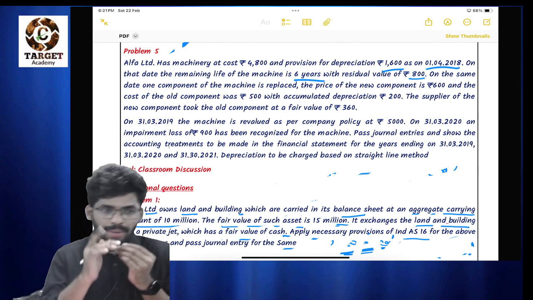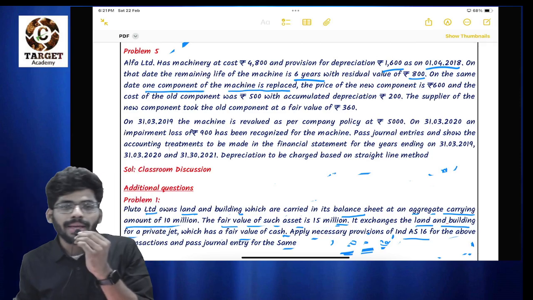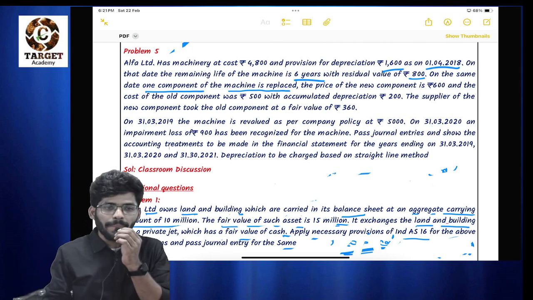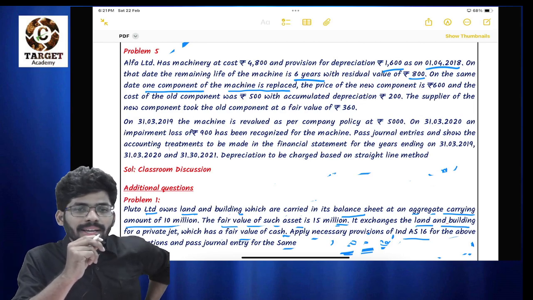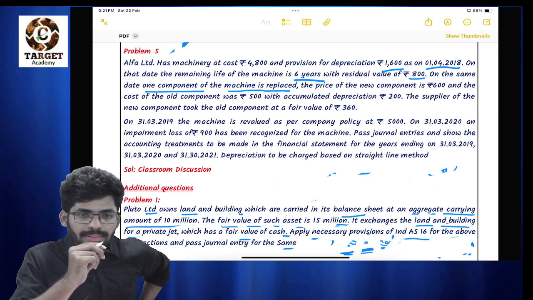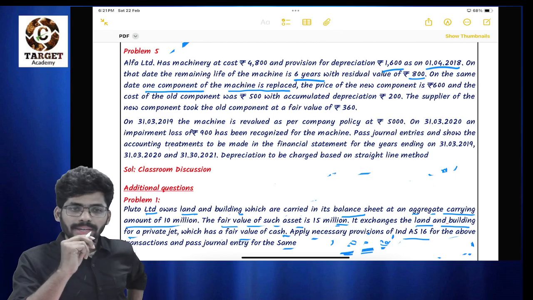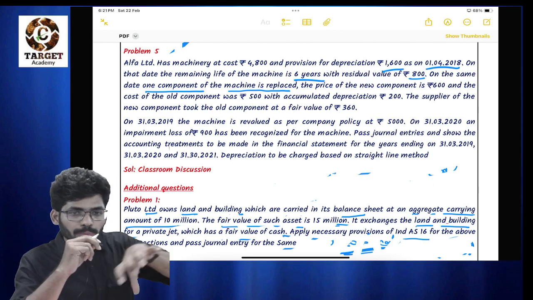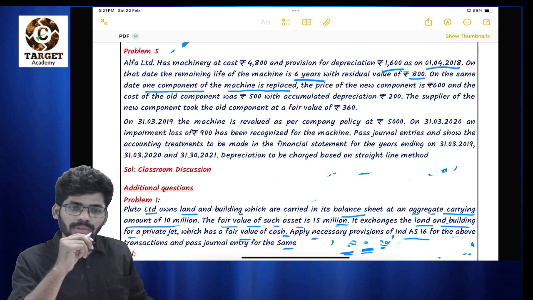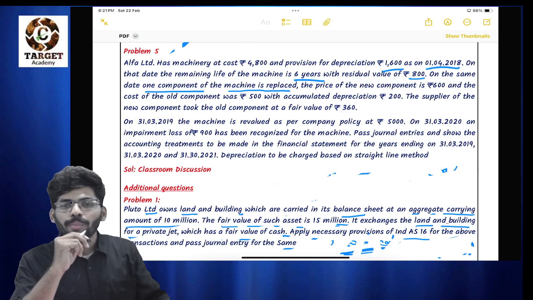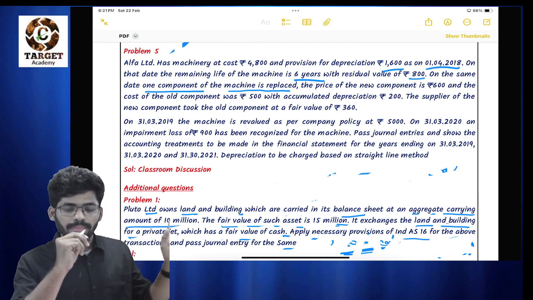Okay. On the same date, one component of the machine is replaced. What is the treatment for replacement of a part of PPE? Recognize the cost of the new part or new asset. De-recognize the carrying amount of the old part. Correct or not? Because we are removing the old part, right? So we need to eliminate the carrying amount of the old part. We need to recognize the cost of the new part, because now only you are purchasing. So that's why we need to consider its cost only.